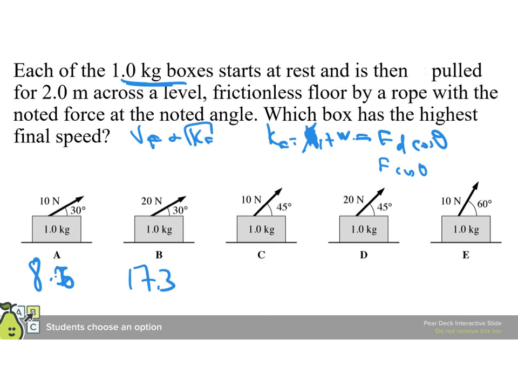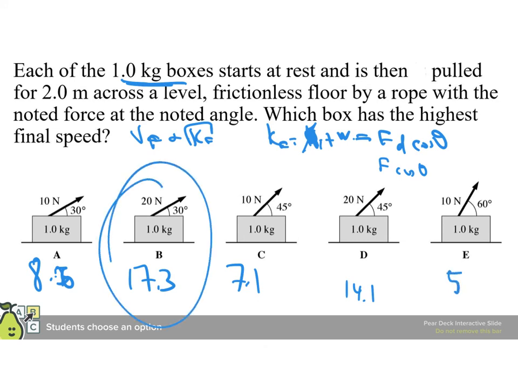We have 10 cosine 45. That's something like 7.1. This will be twice as large, so it will be 14.1. And then we have 10 cosine 60, and that's going to be 5. So we see that it's going to be this one. It will give us the greatest kinetic energy and therefore the greatest final velocity.